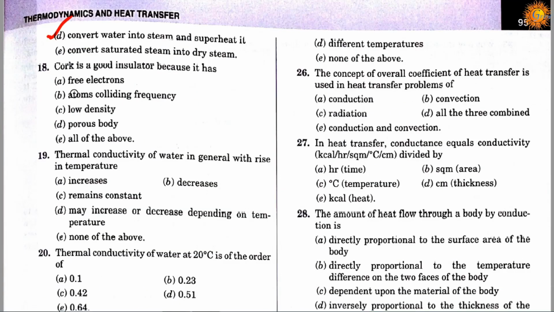Question number 18. Cork is a good insulator because it has option A, free electrons. Option B, atoms colliding frequently. Option C, low density. Option D, a porous body. And option E, all of the above. So the correct answer is D. Cork is a porous body.